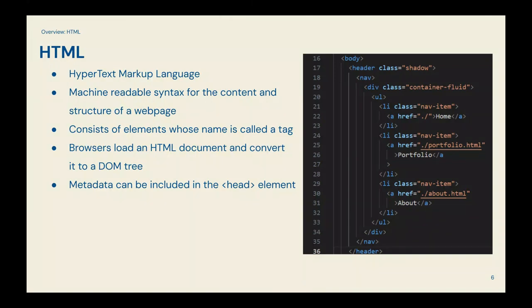So the picture on the right shows part of the body of an HTML document. And the head and body are two elements in an HTML document that they all have. Each HTML document can be broken down into a head and a body. And the body is mostly used for the actual content and structure. And the head element is going to be used for metadata about the web page itself.